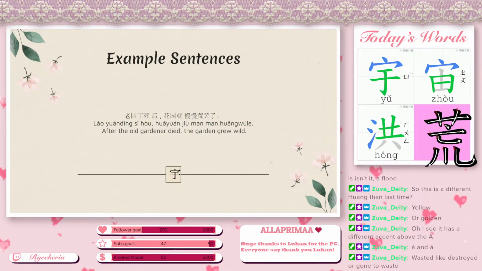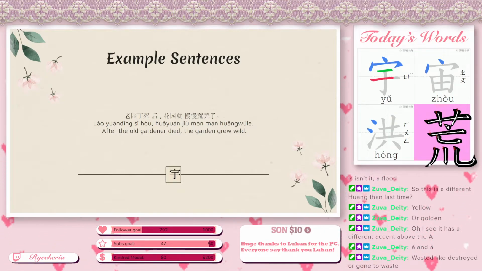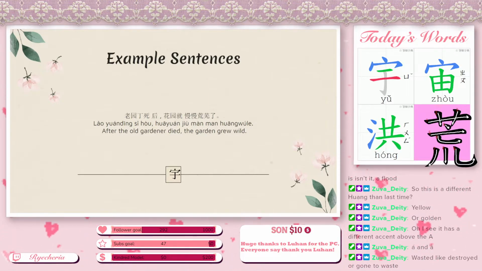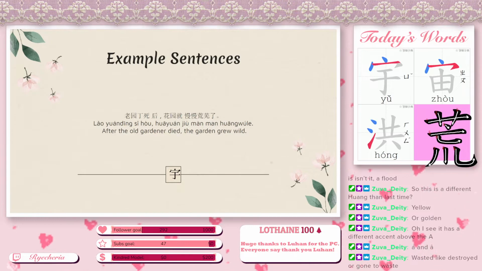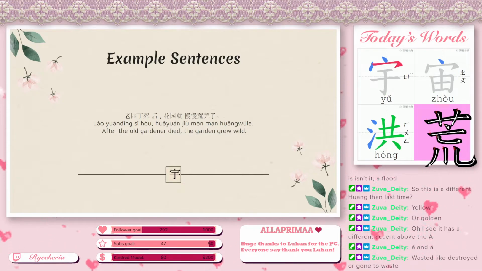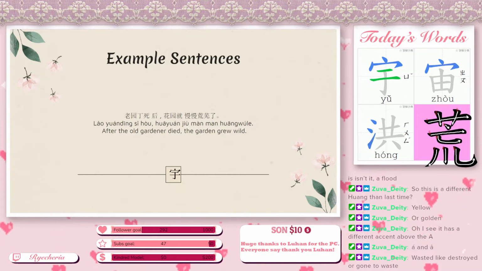So 老园丁 is the gardener, so the old gardener. 死后, after he died. 死 is death, 后 is after. So the old gardener, death after. 花园 is like flower yard. 就慢慢荒芜了. So 慢慢 is slowly.